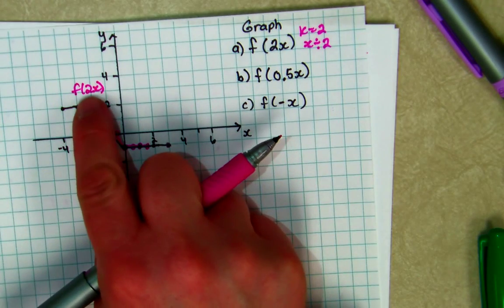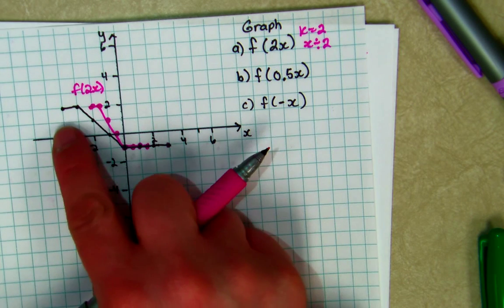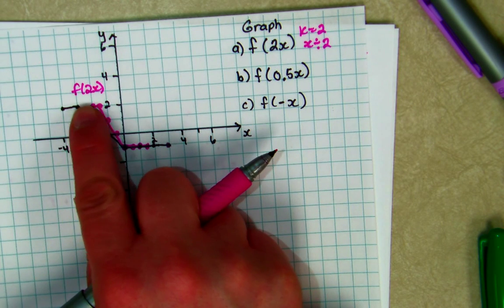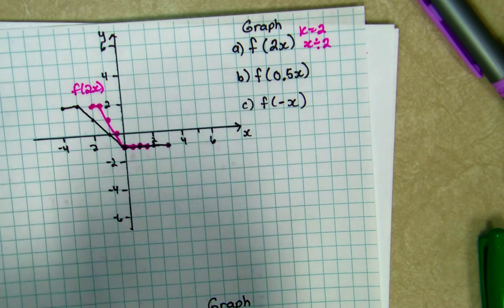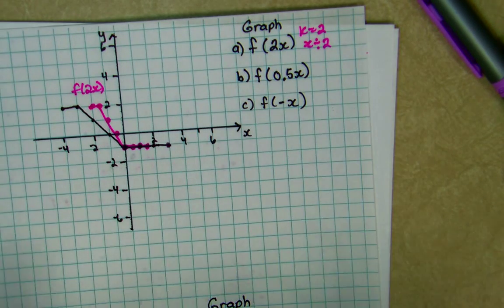So we took all of our x's, so all of our horizontal position, and we divided by 2, keeping the points at the same height. So they're just shifting horizontally to whatever that divided by 2 was.